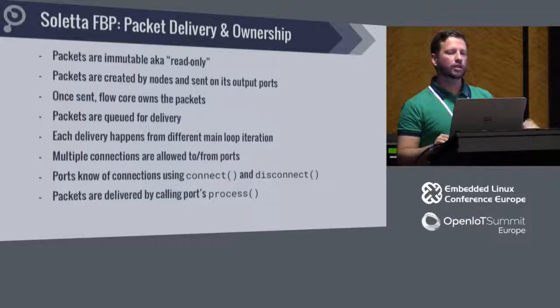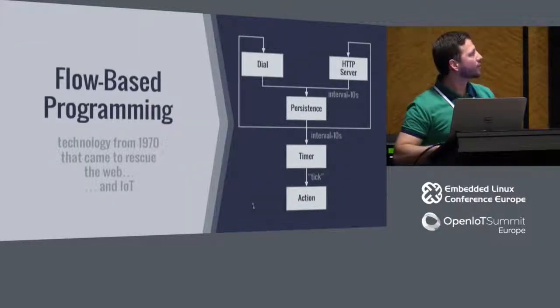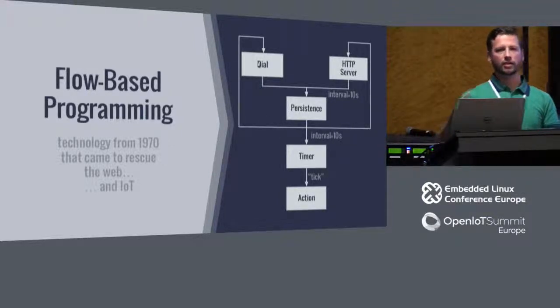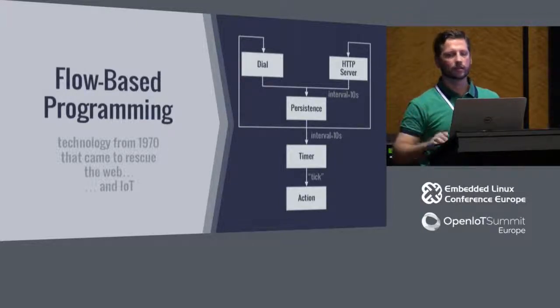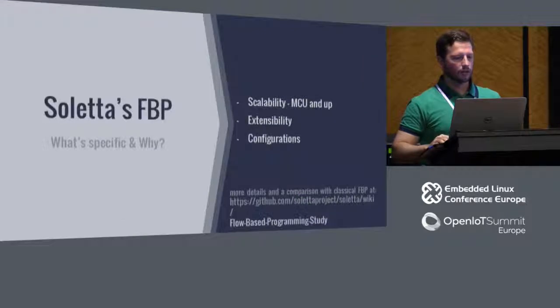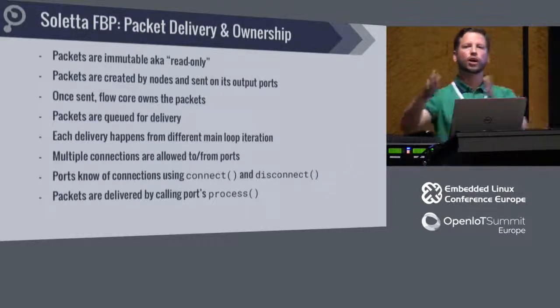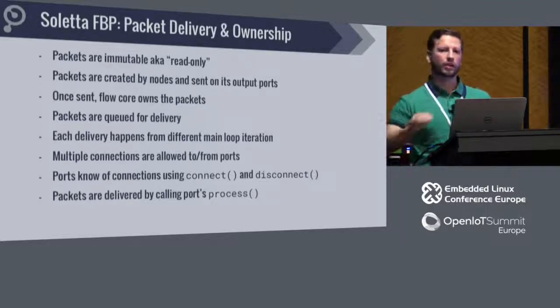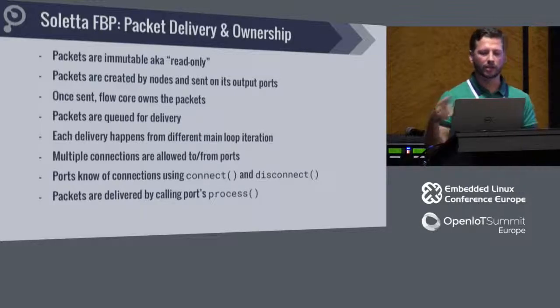Each deliver happens on a different main loop iteration. So if you have a feedback loop, like this is a feedback loop, right? From dial, persistence, and then back. If you do this naively in C, it triggers an infinite recursion. It will blow your stack. But we don't have that problem because each function is called from the main loop. So the stack is kind of low, and you can do these feedback loops very easily.